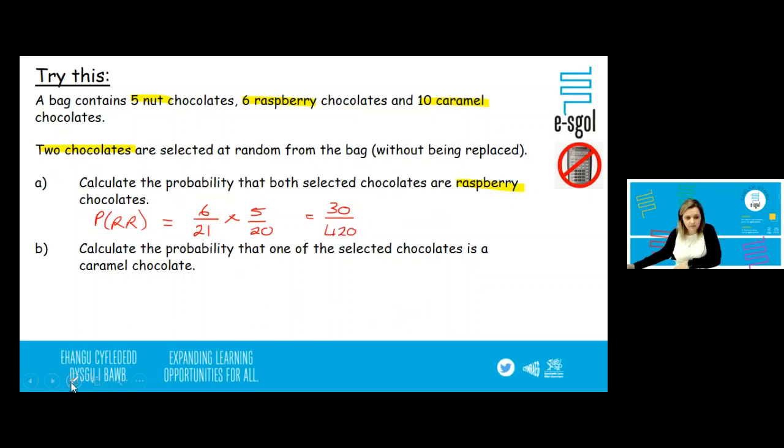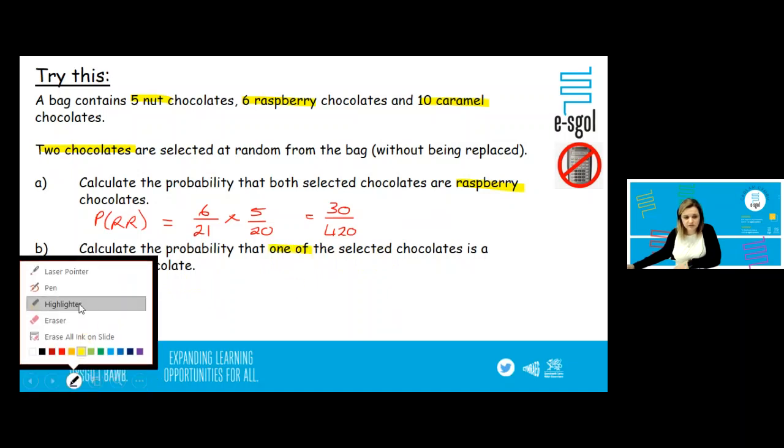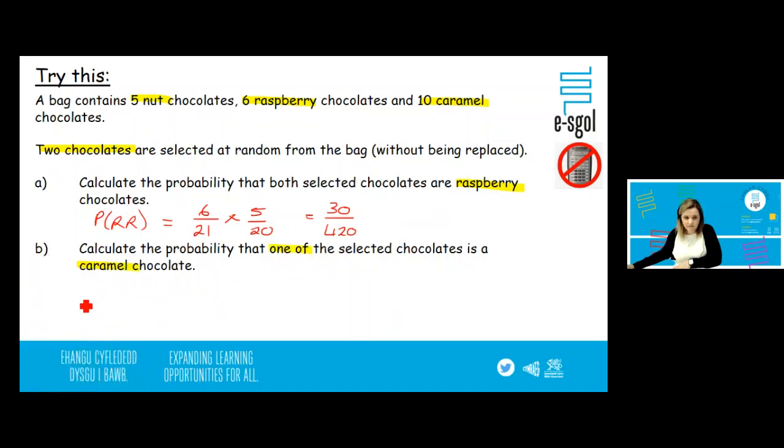Okay. Part B. Calculate the probability that one of the selected chocolates is a caramel chocolate. So one of them. Now this is where order is important. Because it's saying 1, probability of getting a caramel chocolate would then mean that you wouldn't choose a caramel chocolate on the next one. So C dash is how I'm going to write that. But then we do need to do that the other way round. So not caramel first and then a caramel chocolate.